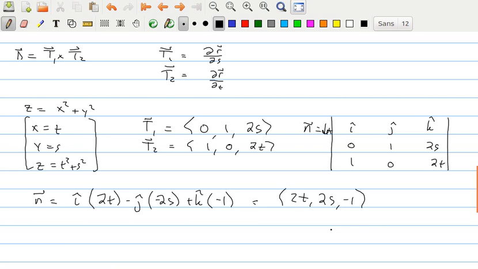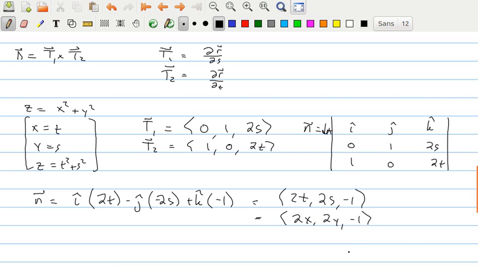Now how can we check to make sure that this is correct? Well, if we look at what the original parameterization was, t was x, s was y. So if we do this reverse parametric, if we eliminate the parameters here, this gives us 2x, 2y, negative 1.